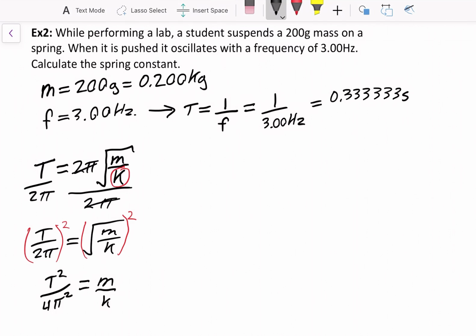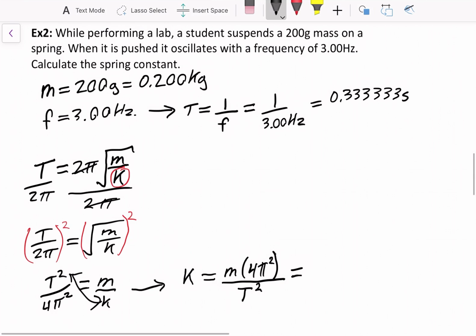We can multiply the k up, and we end up with k is equal to, and we'll multiply this 4 pi squared up as well, so m times 4 pi squared divided by T squared. This is a nice little trick. Anytime you have two terms that are equal to each other, you can just swap the position of these ones if you want to get something up to the top, if you're trying to isolate the k.